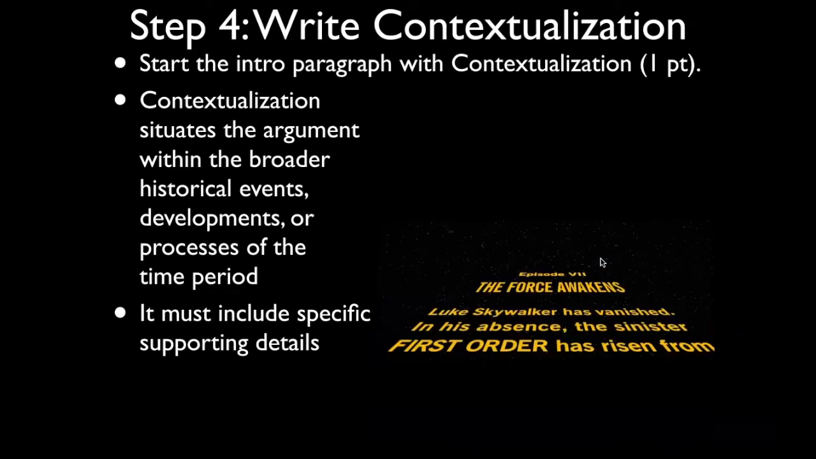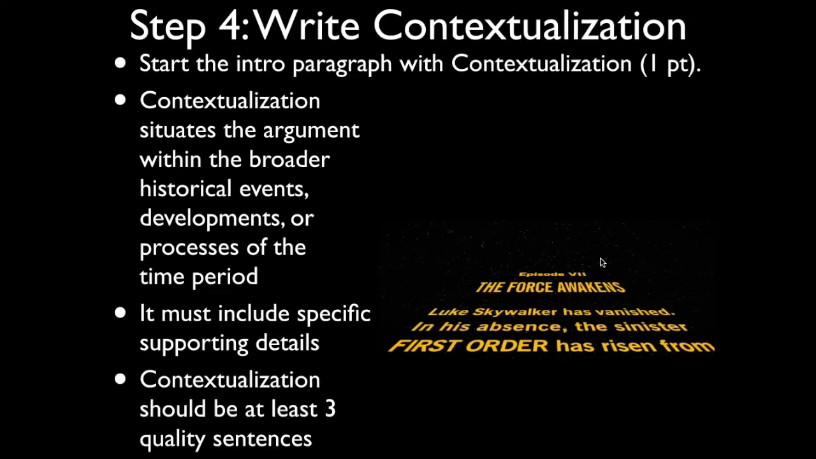It must include specific supporting details. One way that we can think about contextualization is using that Star Wars crawl. So before the Star Wars movie, the contextualization comes up and it provides you with 4 to 5 sentences that articulate the events or actions that occur that allow you to make better sense of the movie that you're about to watch. Contextualization should be at least 3 quality sentences.